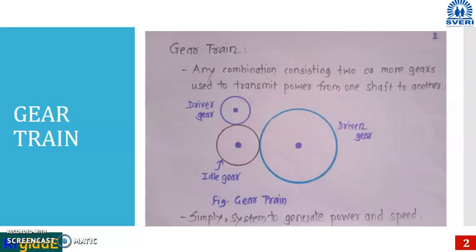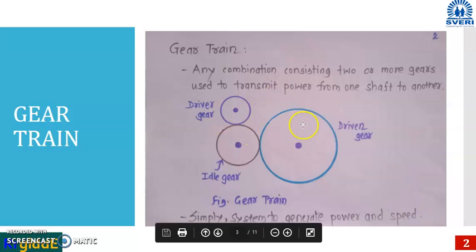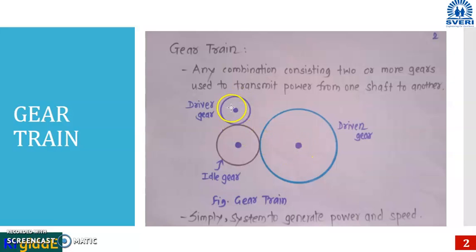Gear train. So in the figure, a series of gears is shown. So this one is the driver, this one is the idler gear, and this one is the driven gear. So any combination consisting of two or more gears used to transmit power from one shaft to another is known as a gear train, or a system to generate power and speed.